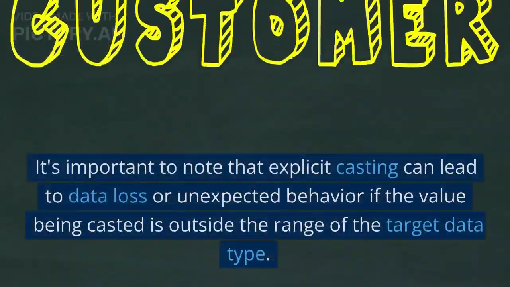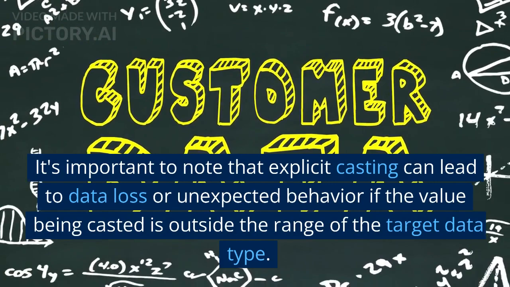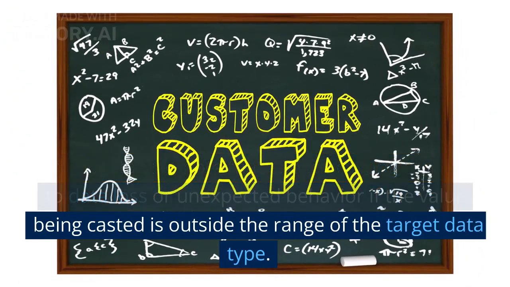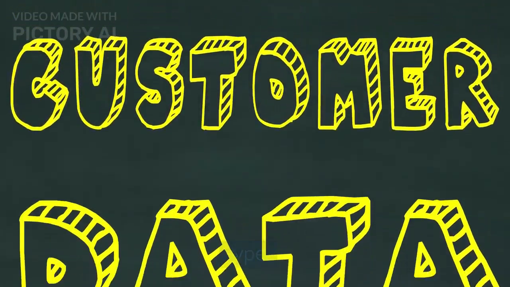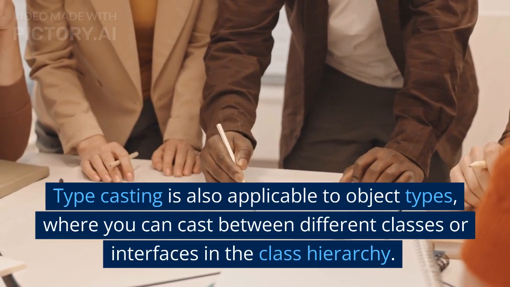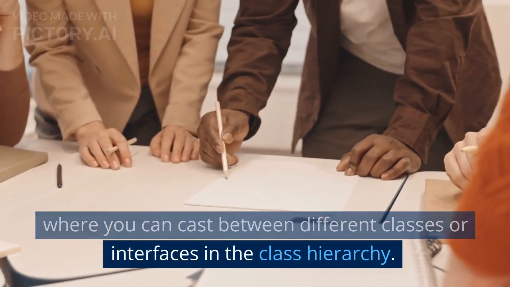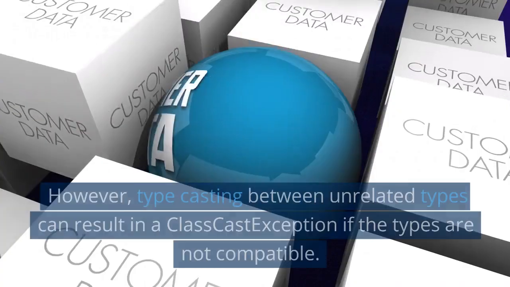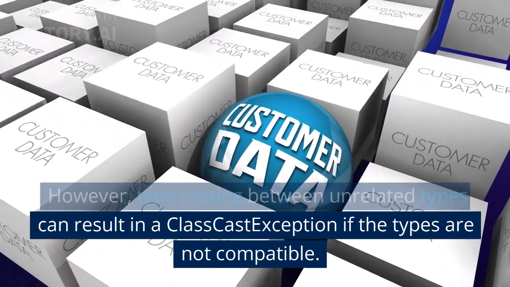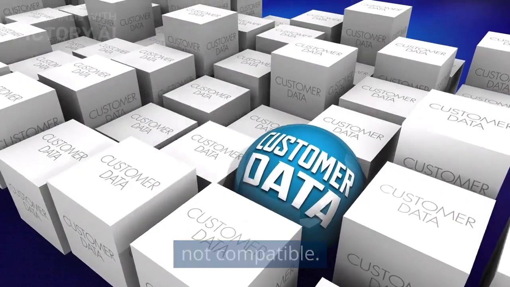precision. It's important to note that explicit casting can lead to data loss or unexpected behavior if the value being casted is outside the range of the target data type. Typecasting is also applicable to object types, where you can cast between different classes or interfaces in the class hierarchy. However, typecasting between unrelated types can result in a ClassCastException if the types are not compatible.